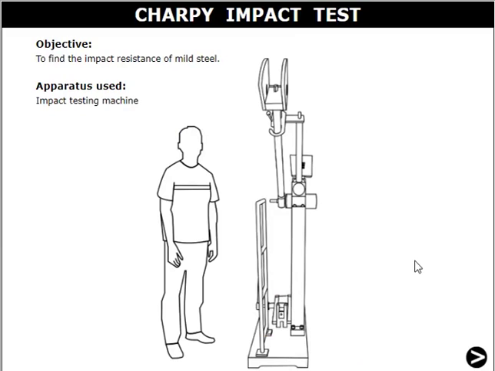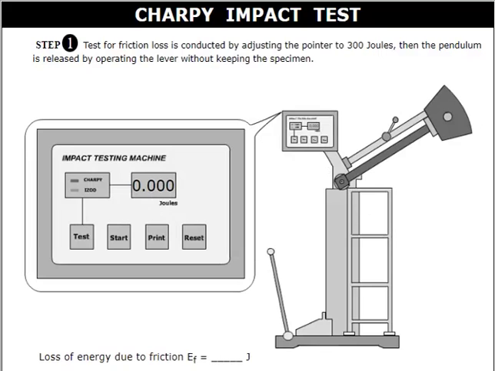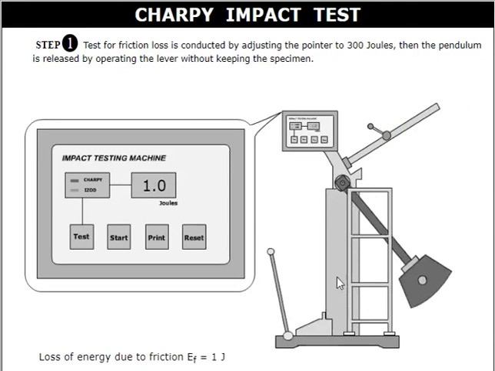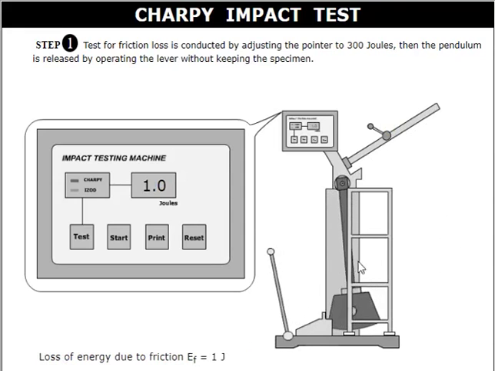Now we will perform the same test for cast iron material also, so that we can get the impact energy or impact strength for the cast iron material. So here we have to perform again the loss of energy due to friction without keeping the sample. We have to release the pendulum by using the lever. So 1 joule we are getting as the loss of energy due to friction.